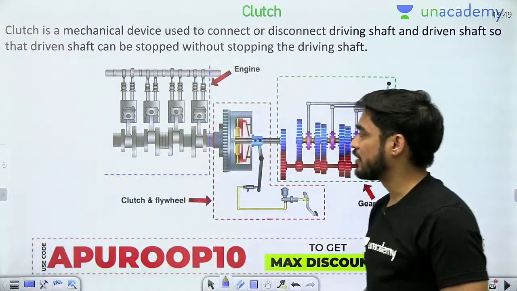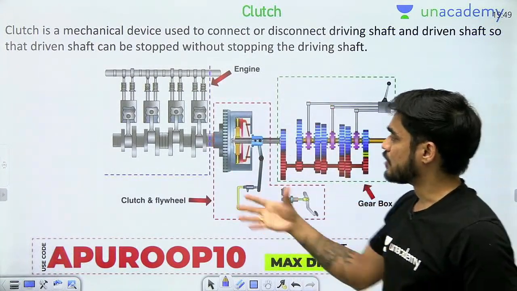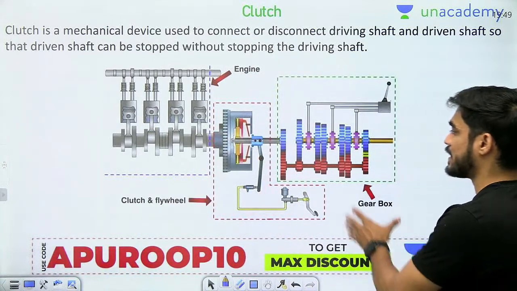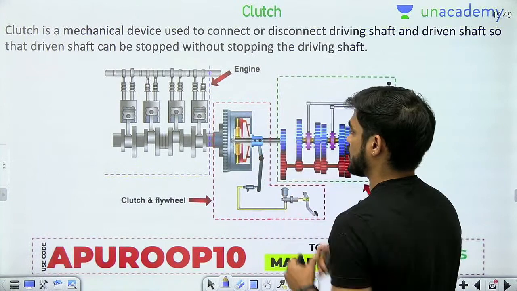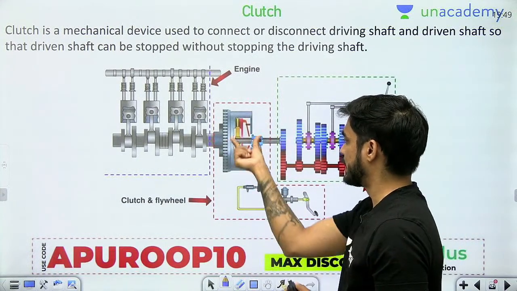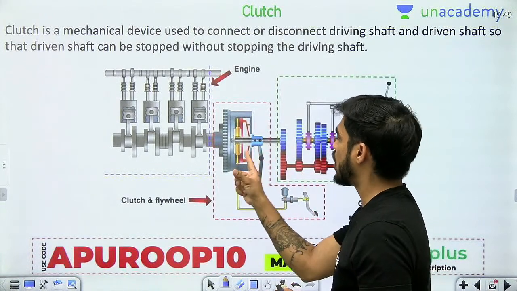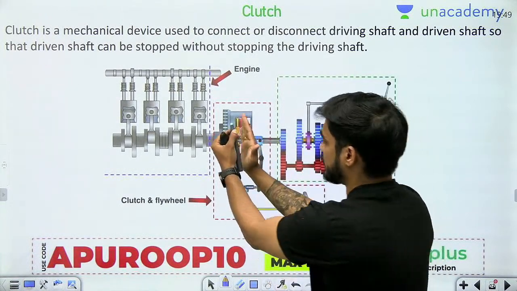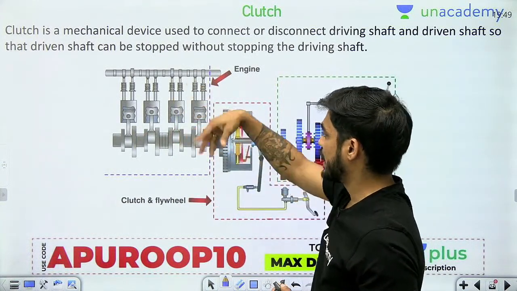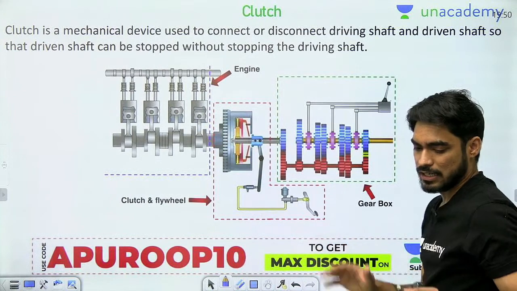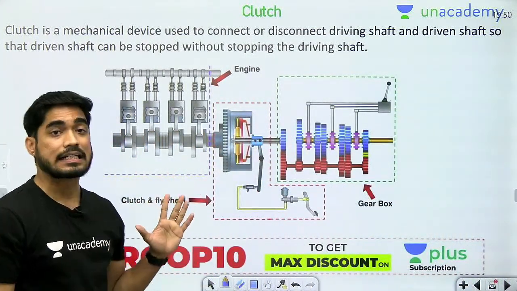Okay, I have the schematics of an automobile here. So you can see this is the engine part and this is the transmission part. This is the engine shaft, this is the transmission shaft, and both are connected using a clutch. If you want to stop this transmission, just disconnect this clutch. The clutch will be disconnected, the engine will be running, and the transmission will stop. So this is how the clutch works.